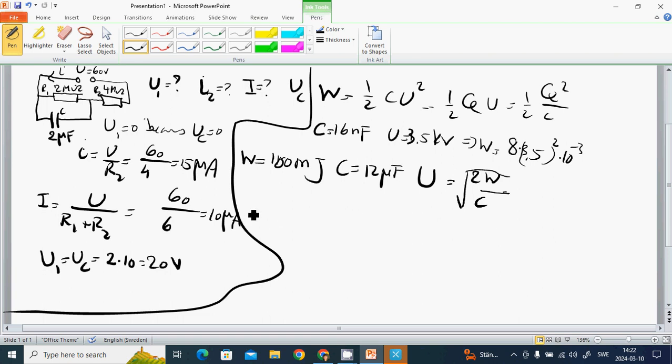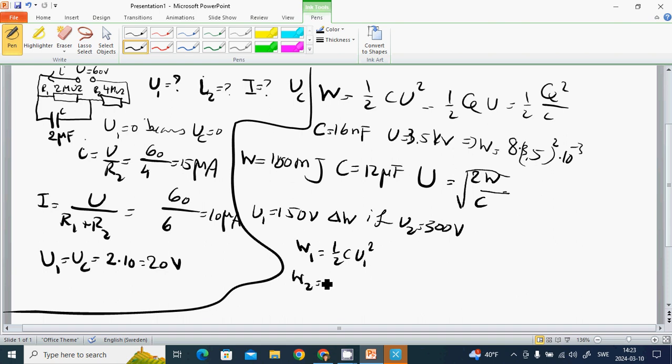We have connected a capacitor to U1 150 volt, and it has received an energy. What is the delta W if U2 becomes 300 volt? Is it double? We know that W1 equals 1/2 C U1 squared, and W2 is 1/2 C U2 squared. Then W2 minus W1 equals 1/2 C times U2 squared minus U1 squared.